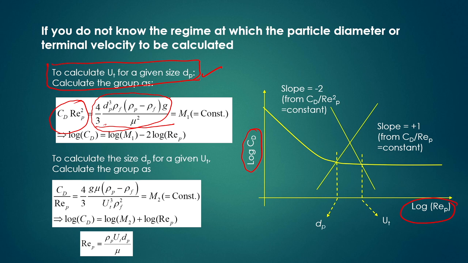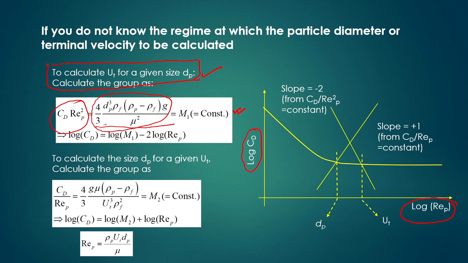Why will it be constant? Because here dp is fixed, it is known to you. Rho f, the density of the fluid, is also fixed here. The particle density, that means rho p, is fixed, g is constant, and mu is also constant because it is the same fluid and it is not changed. So this value will come as a constant value. So let it be m1.